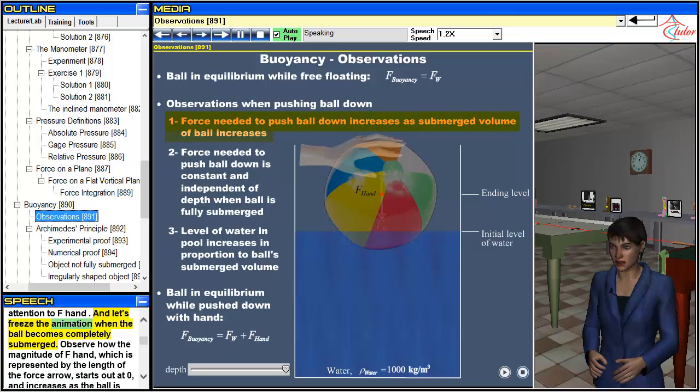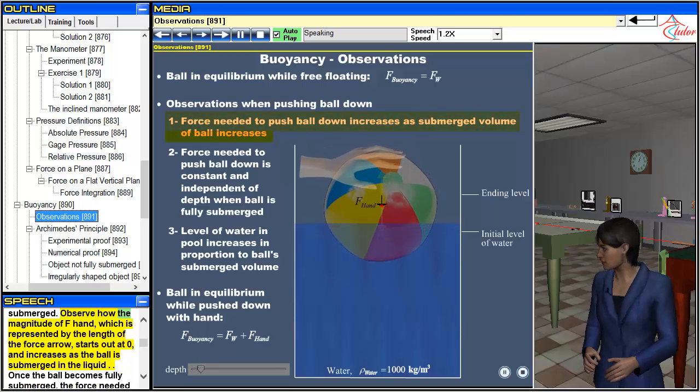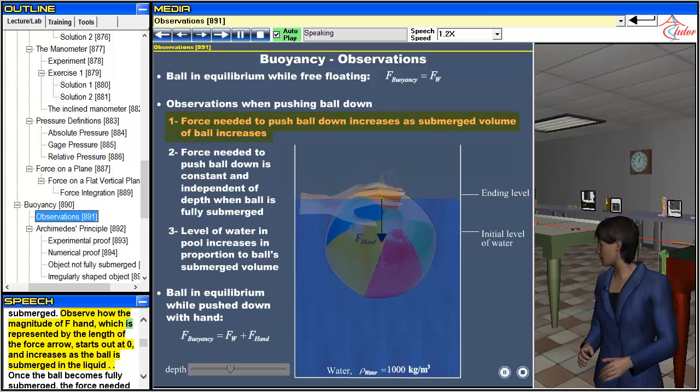And let's freeze the animation when the ball becomes completely submerged. Observe how the magnitude of F hand, which is represented by the length of the force arrow, starts out at 0, and increases as the ball is submerged in the liquid.